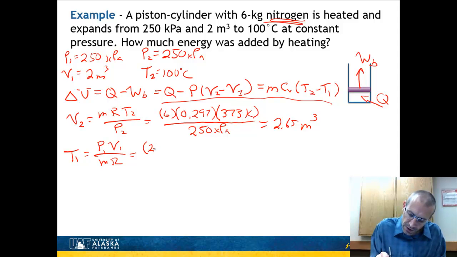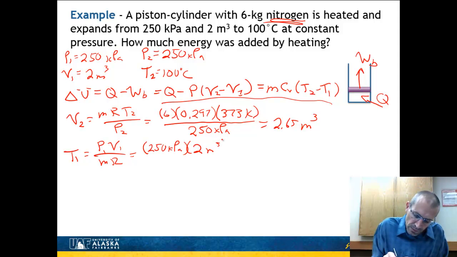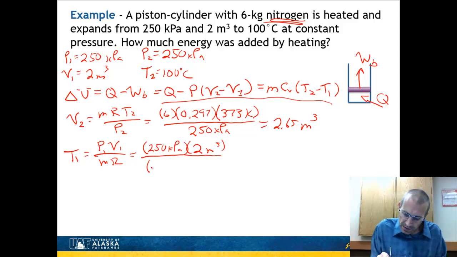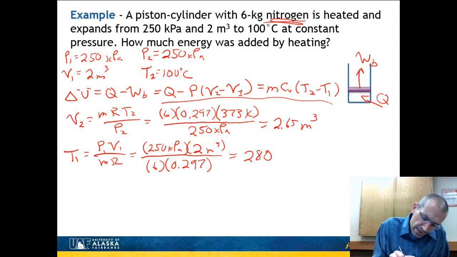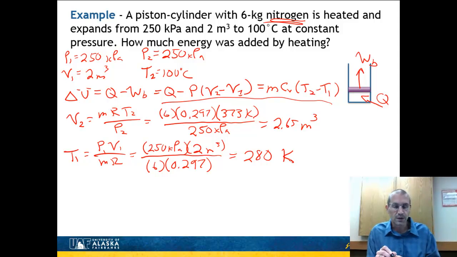So plug our numbers in here, 250 kilopascals. Our initial volume was 2 cubic meters. The mass of 6 kilograms. And my value of R, which is 0.297. And now I have what my initial temperature is, which was 280. And this is in Kelvin, because this is the ideal gas law, so we're using absolute temperatures.